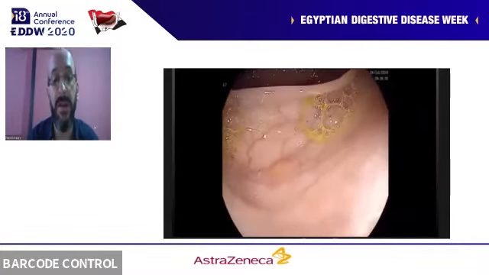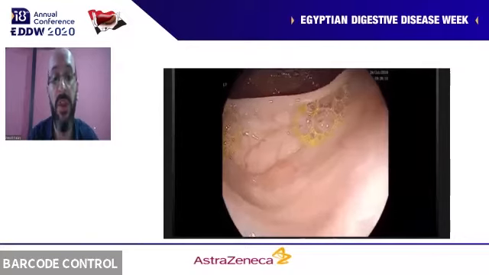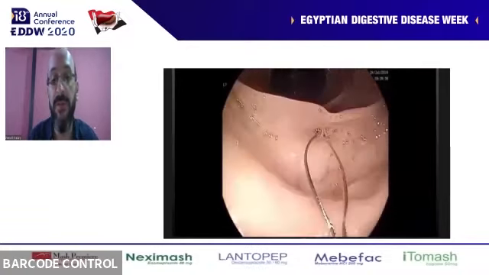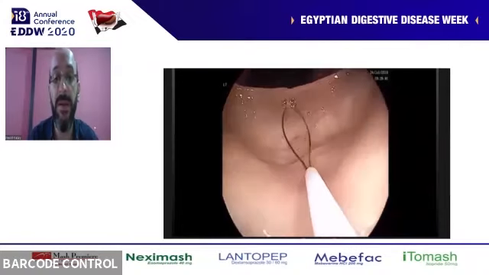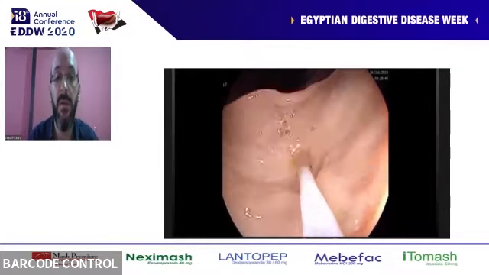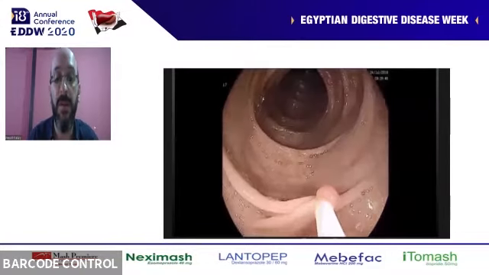This is another example of a small flat lesion. Cold polypectomy can be done again without elevation. You can grip the lesion with the snare and just tighten the snare until cutting the polyp itself.